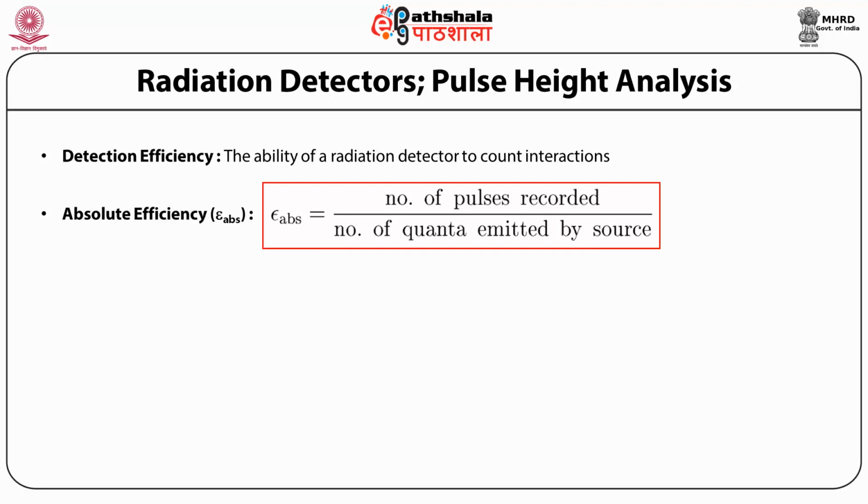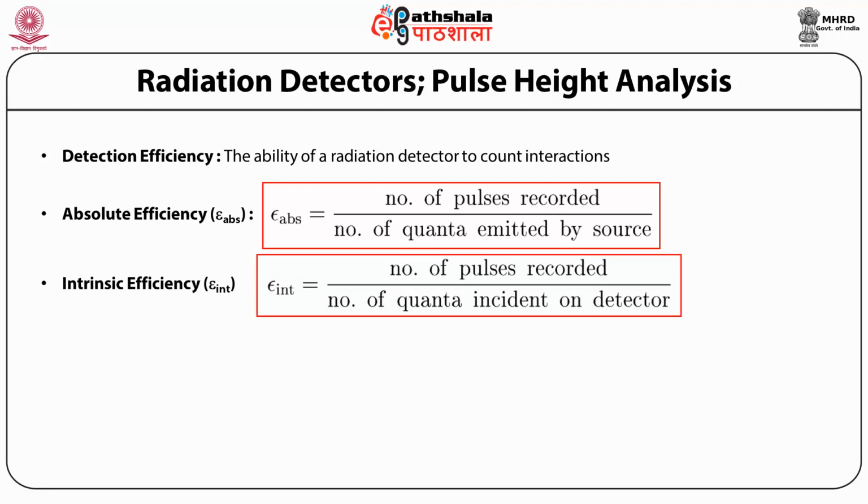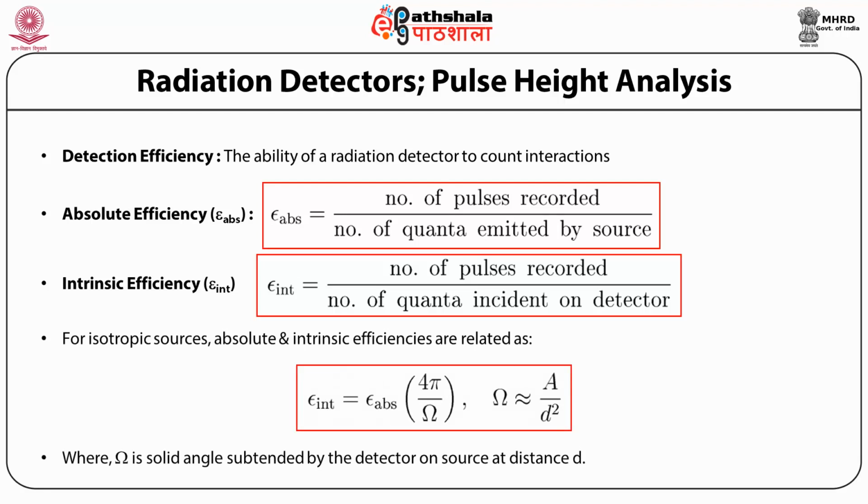Next important efficiency is the intrinsic efficiency. Intrinsic, as the name suggests, is the property of the detector. It has nothing to do with the geometry, where the detector is put. It counts how many radiations have entered the detector and how many of them have been counted. So intrinsic efficiency is defined as the ratio of the number of pulses recorded upon the number of quanta incident on the detector. It is the characteristic property of the detector, whereas the absolute efficiency is a function of geometry, where the detector is put in the setup. For an isotropic source, absolute and intrinsic efficiencies are related as epsilon intrinsic is equal to epsilon absolute into 4 pi upon omega, where omega is the solid angle given by A by d square.